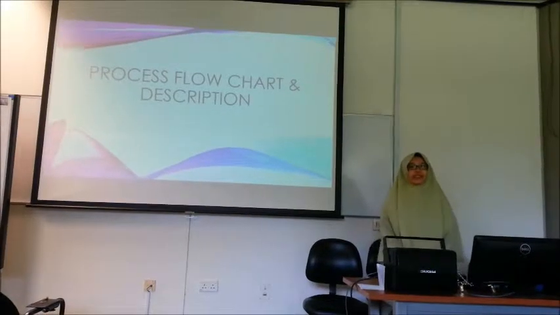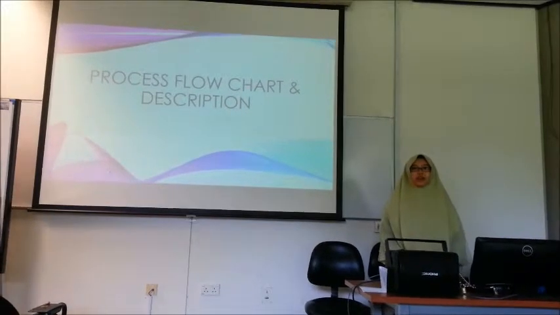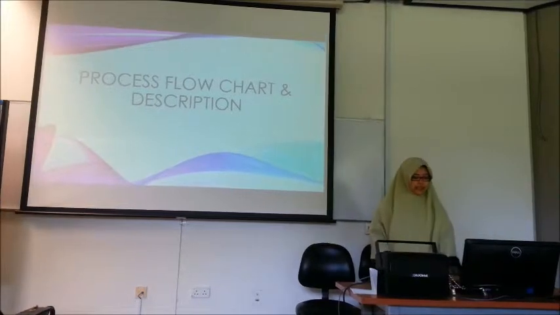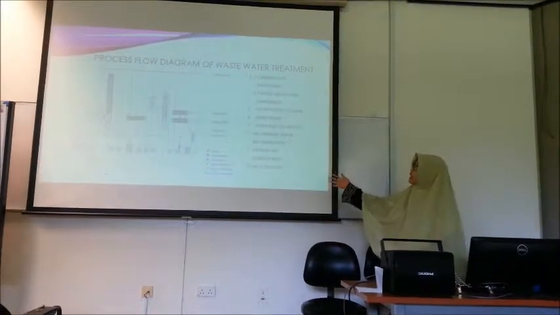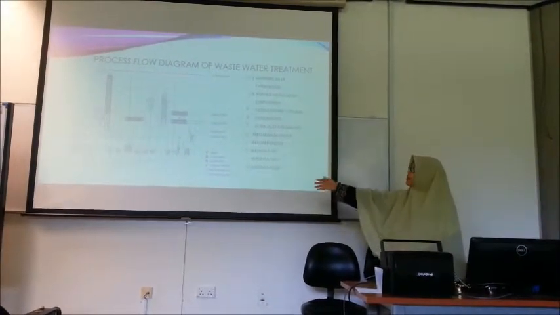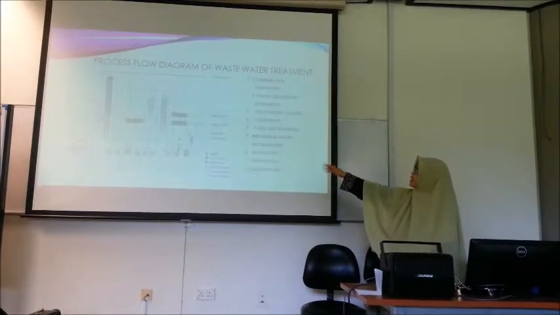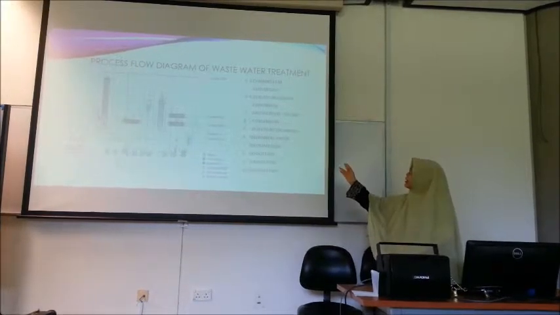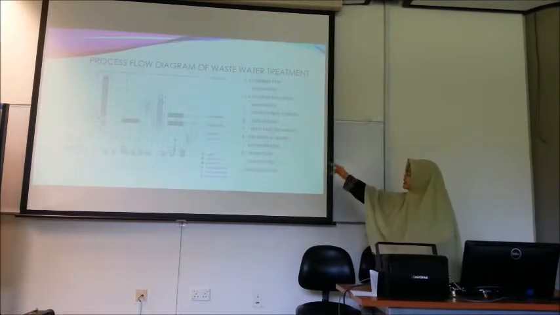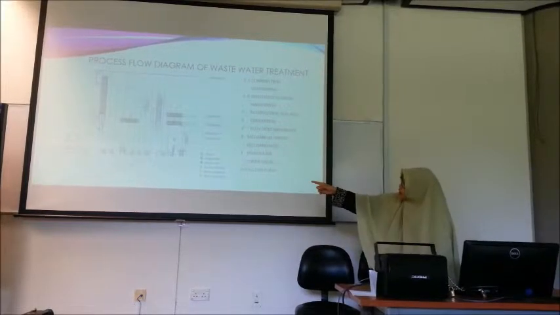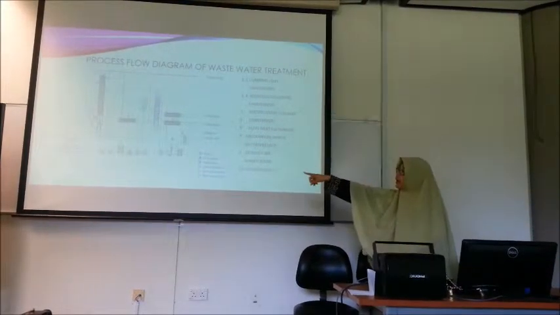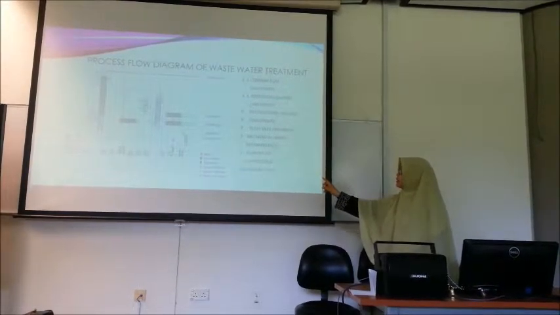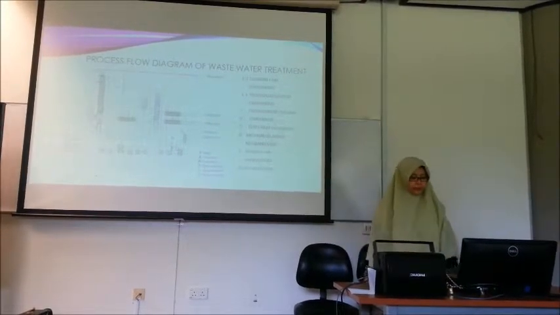My name is Nuri Izzati, 17306. Okay, from now I will explain about the process flow chart and description. Okay, we can see from here, this is the process flow diagram. The 1 and the 2 here is the climbing film evaporator. The 3 and 4 is the forced circulation evaporator. 5 rectification column, 6 condenser, 7 is plate heat exchanger, 8 there is the mechanical vapor recompressor, exhaust air purification, and lastly is the vacuum pump.